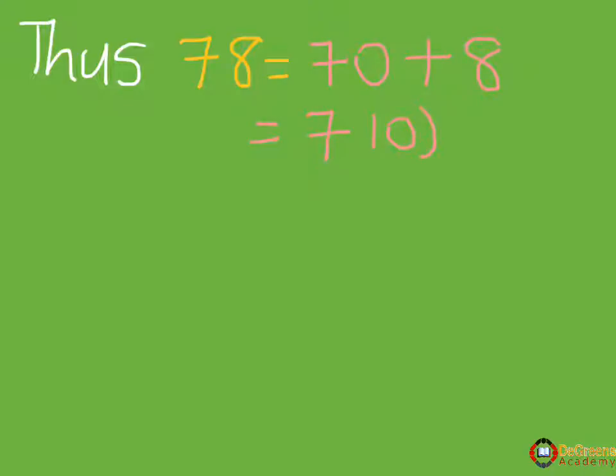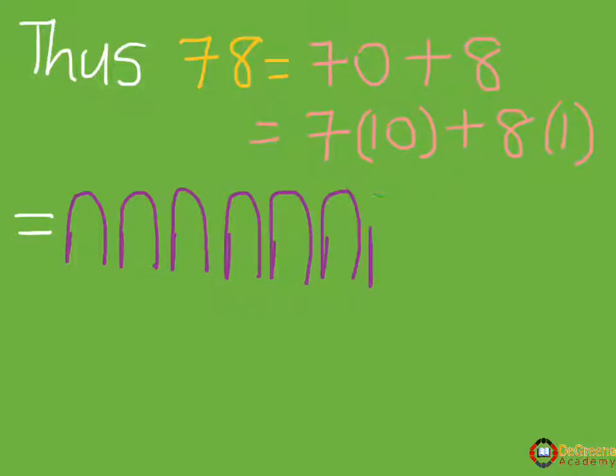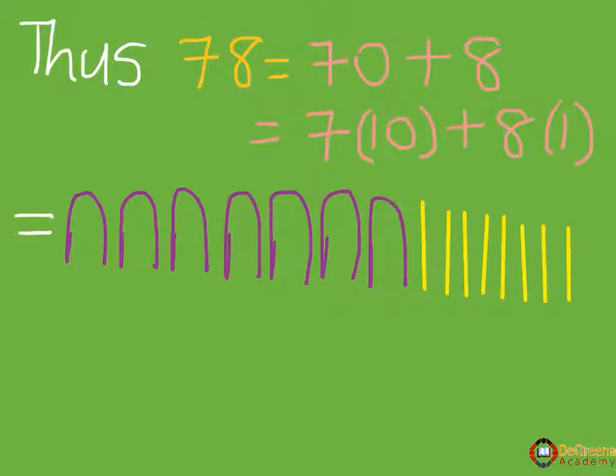Hence, 78 can be written as 70 plus 8, which is 7 bracket 10 plus 8 bracket 1. 10 in the Egyptian numeral is represented by a hind bone, while a unit is represented by a staff. So we are going to have 7 hind bones plus 8 staffs, and when you do it, that is going to give you 78 in the Egyptian numeral. We have 7 hind bones and 8 staffs.